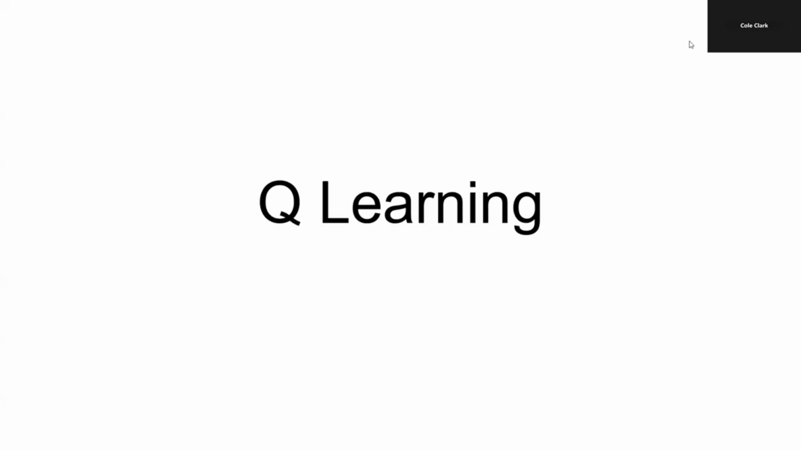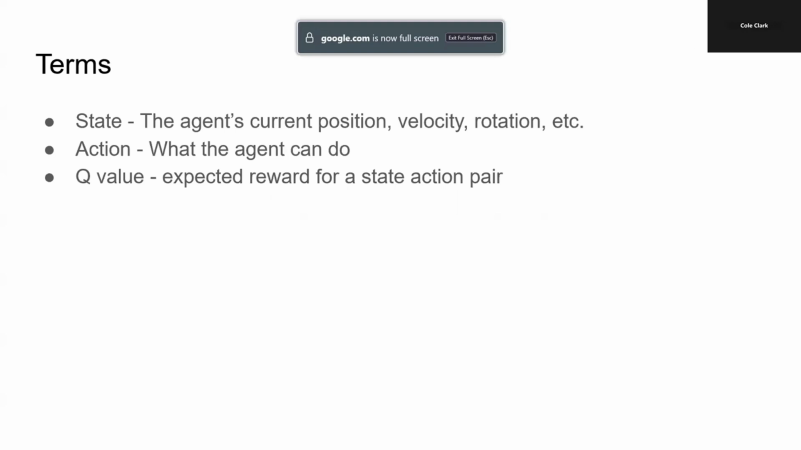This video will cover the basics of Q learning. A state is what the agent can see. This could include the health of the agent, its position, or its velocity.